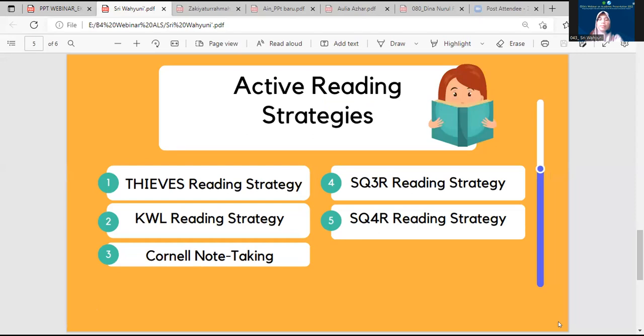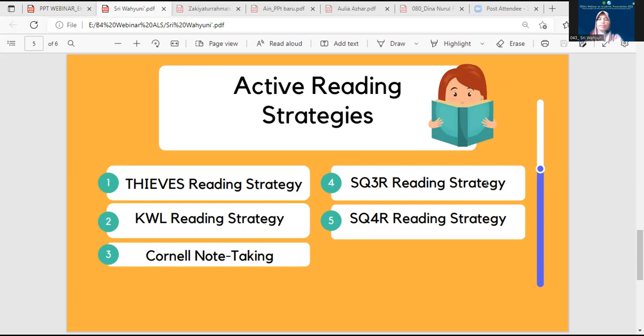So here are five active reading strategies, including DEEP, KWL, Cornell note taking, SQ3R, and SQ4R reading strategy. All right, then how are these active reading strategies implemented in the pre-reading phase, while-reading phase, and post-reading phase? First, there is the deep reading strategy. Students first need to pay attention to the title of the text and all its headings. They should then carefully read the introduction and every sentence in the section. After that, they can look through the visuals and vocabulary needed, pay close attention to the end of the article or chapter, and then summarize their thinking.